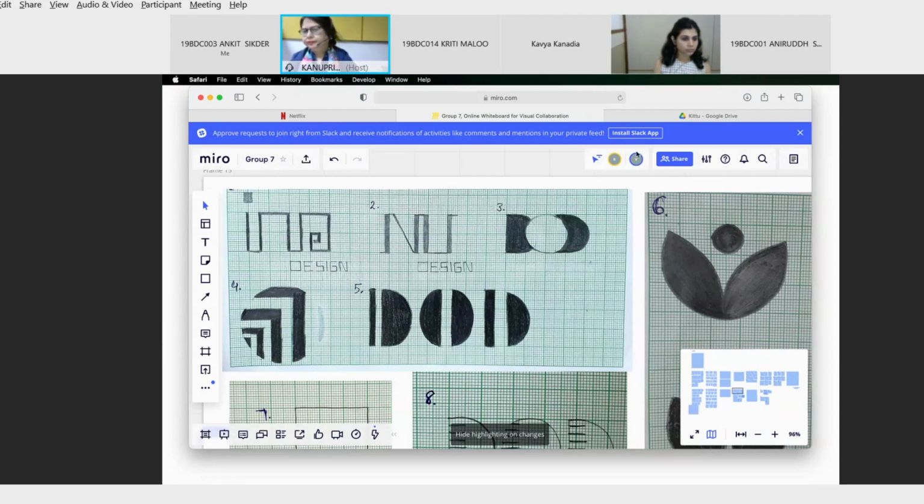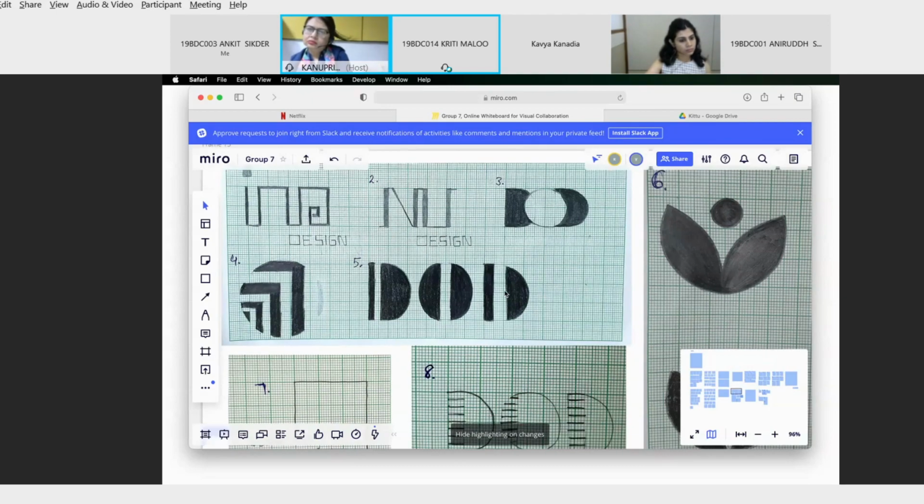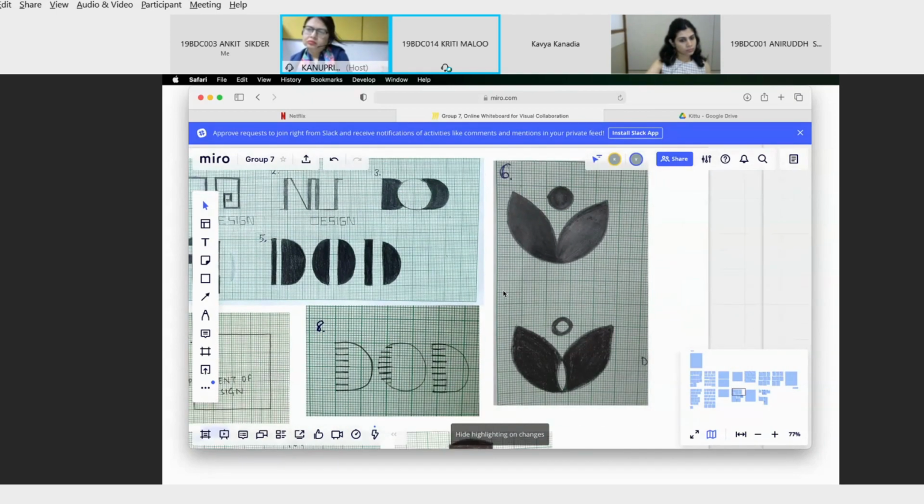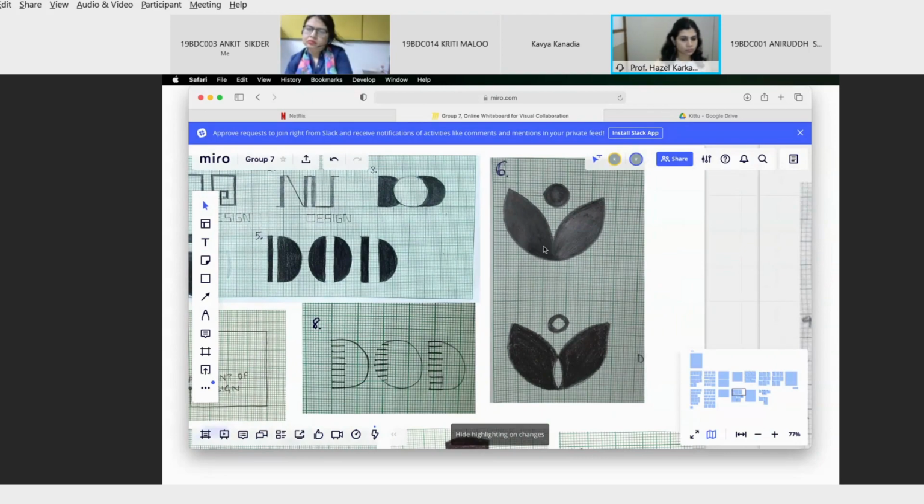So, ma'am, in the first and second one, I tried incorporating BOD and NU. You can skip that. If you have anything different... In the fourth one, I tried giving the progressive nature of the Department of Design, and the circle shows the infinity. In the sixth one, I have two different... this depicts water lilies, and I tried to show water lilies in these two.